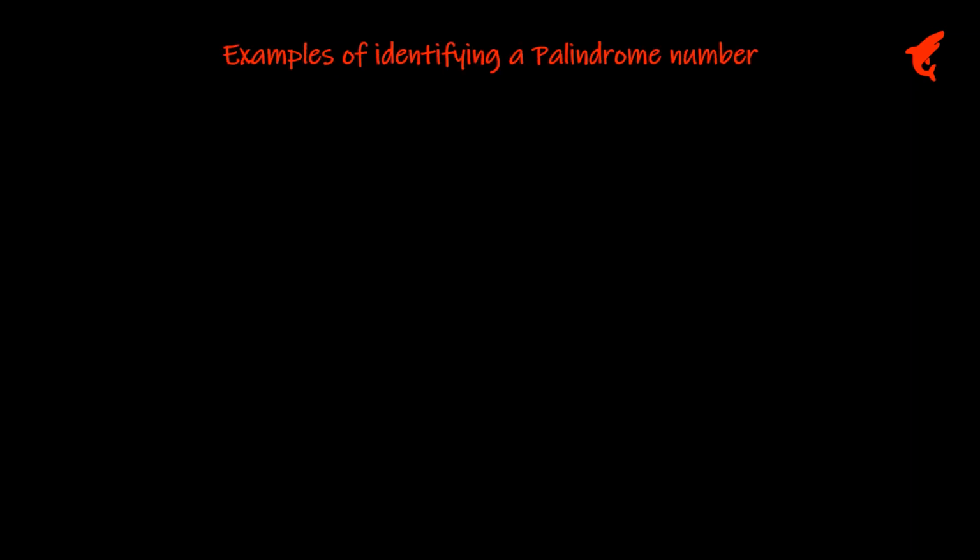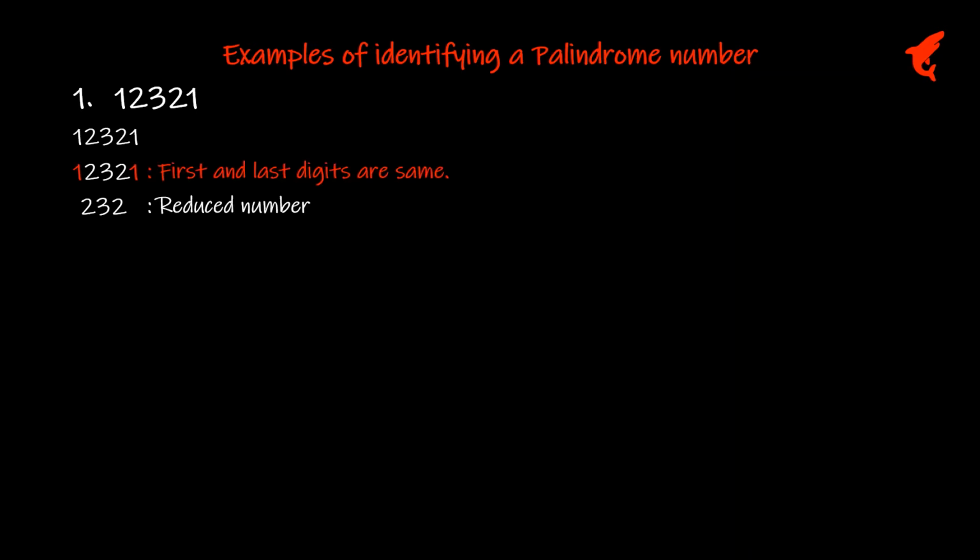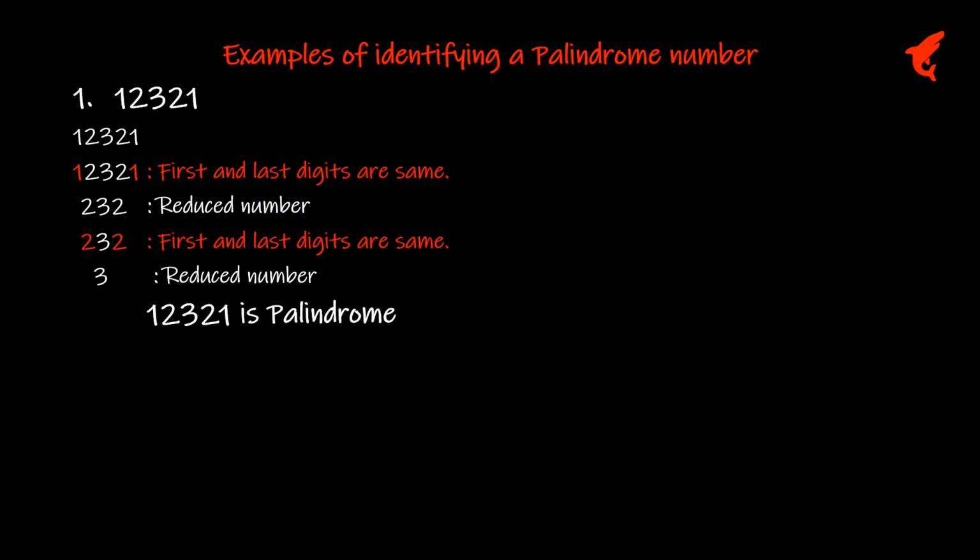Let's see some examples of identifying a palindrome number with the second definition approach. The first example is 12321. The first and last digits are compared, which are the same. The number is then reduced to 232. The first and last digits are again compared, which are also the same. The number is then reduced to 3. No comparison can be done here. So the number 12321 is a palindrome number.